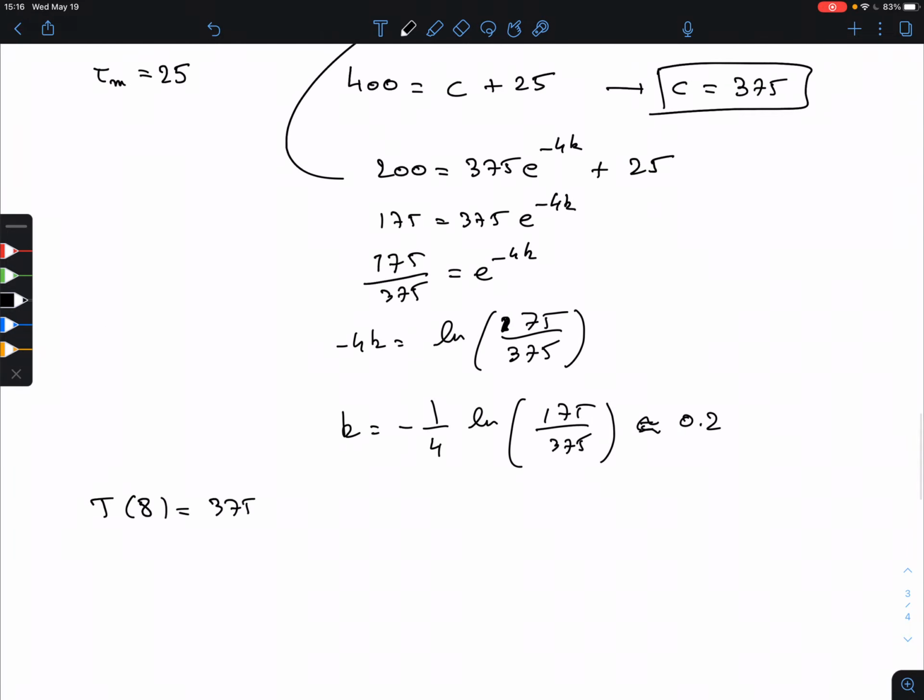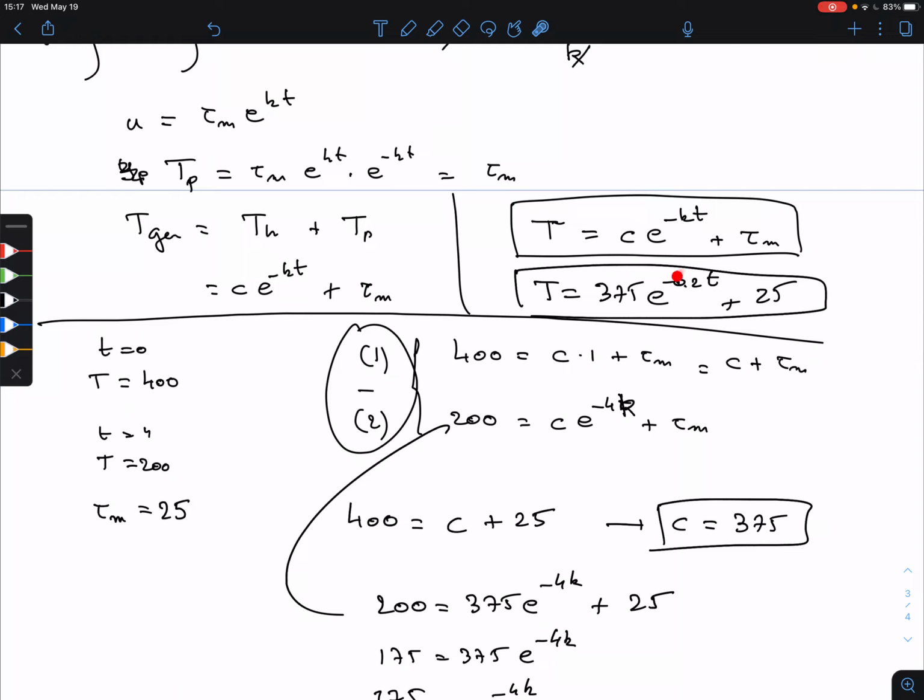So you could ask, how long will it take to become actually 25 degrees? If you look at this equation, what happens in the limit as t goes to infinity? The exponent, because it's negative, goes to negative infinity, and e to the negative infinity goes to 0. So at infinity, this term is gone, and we have 25. So in principle, it takes infinite time to actually get to room temperature.